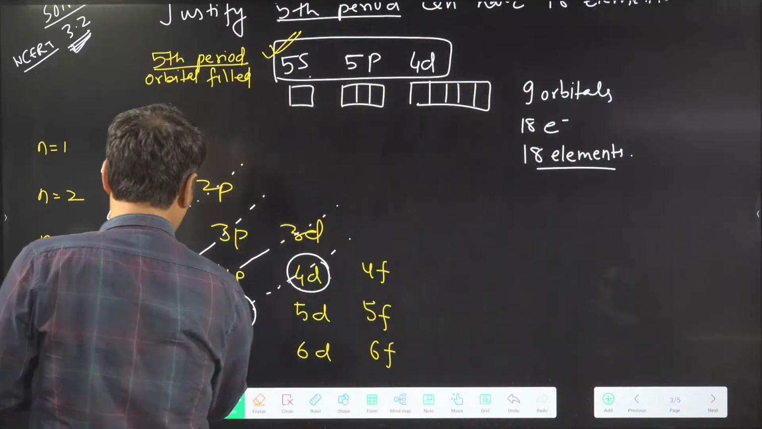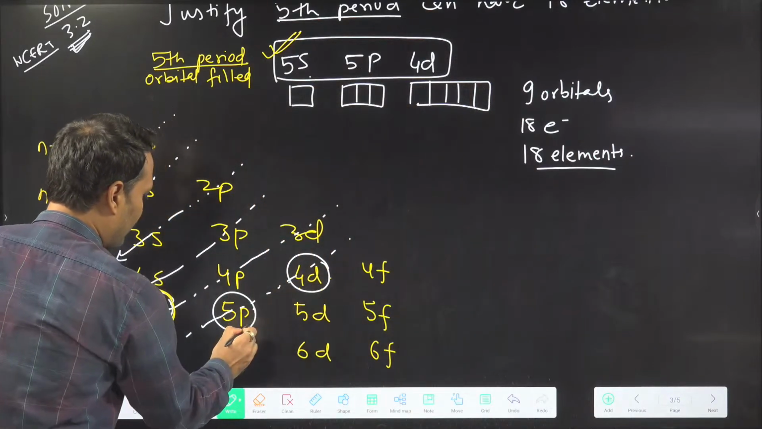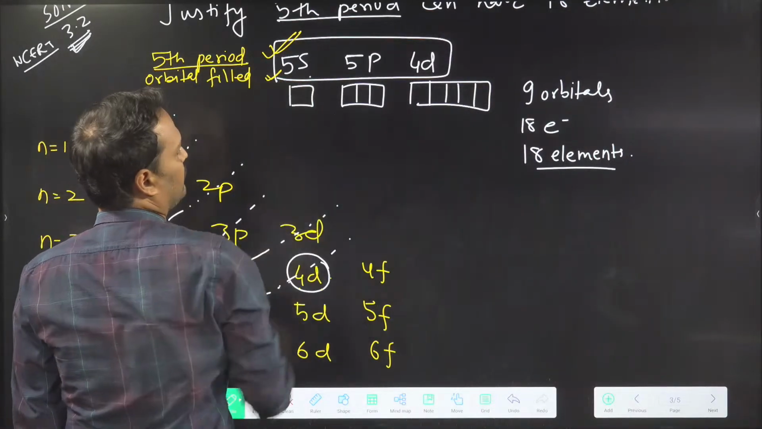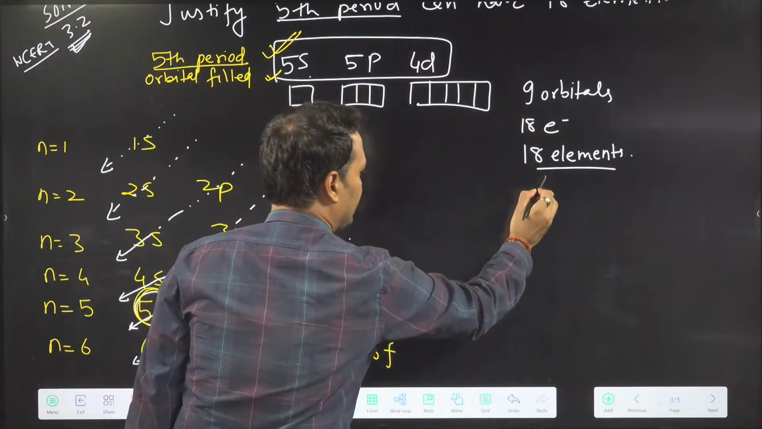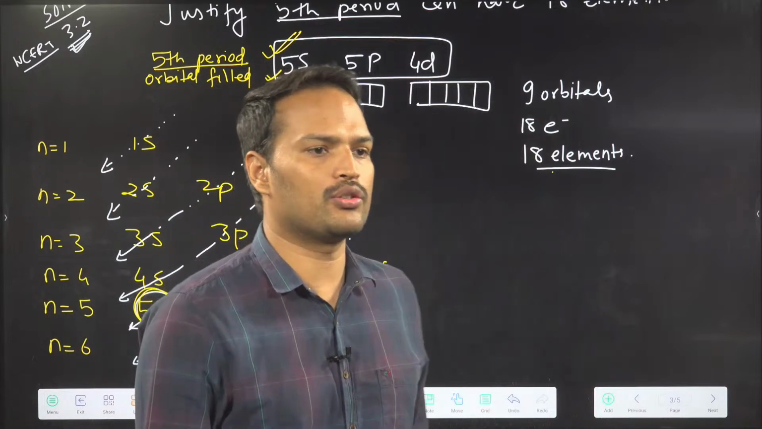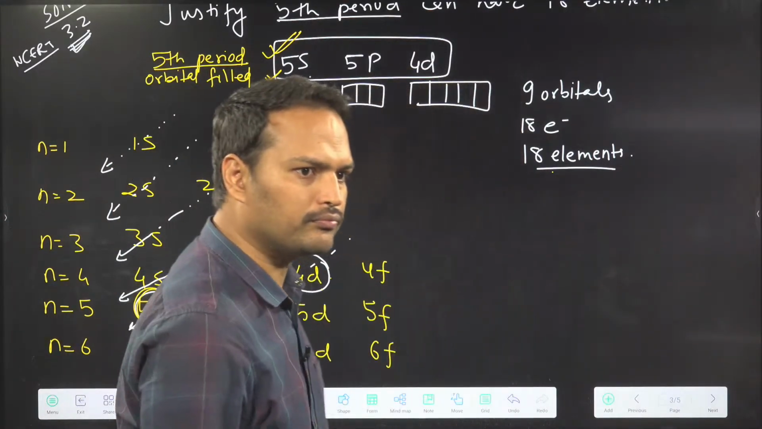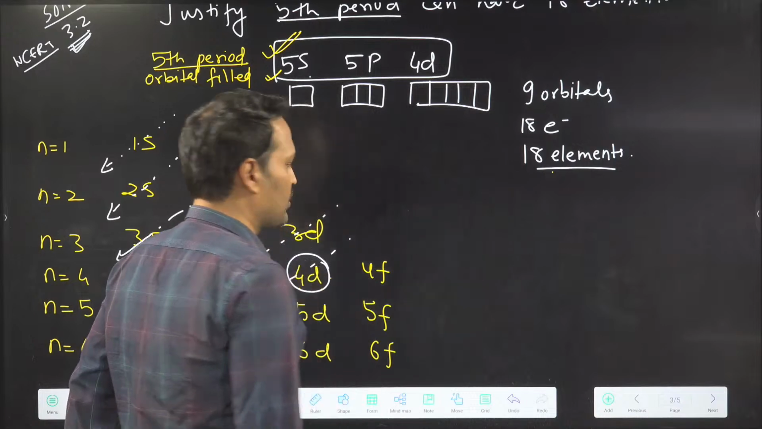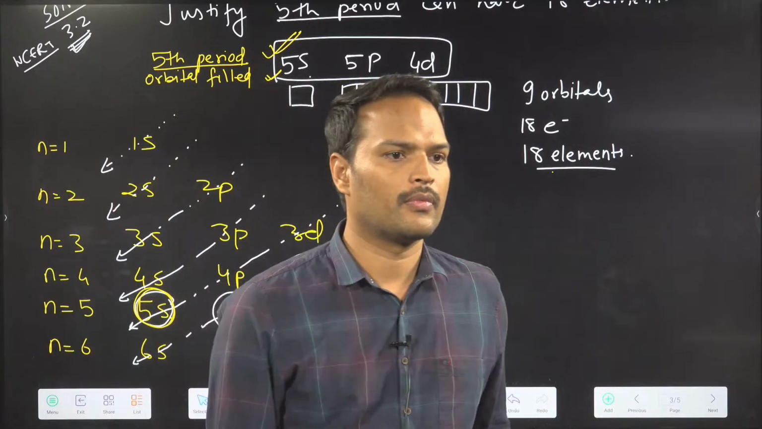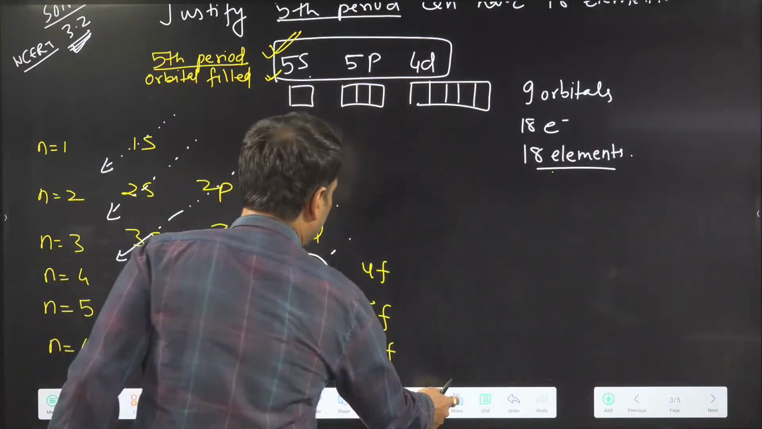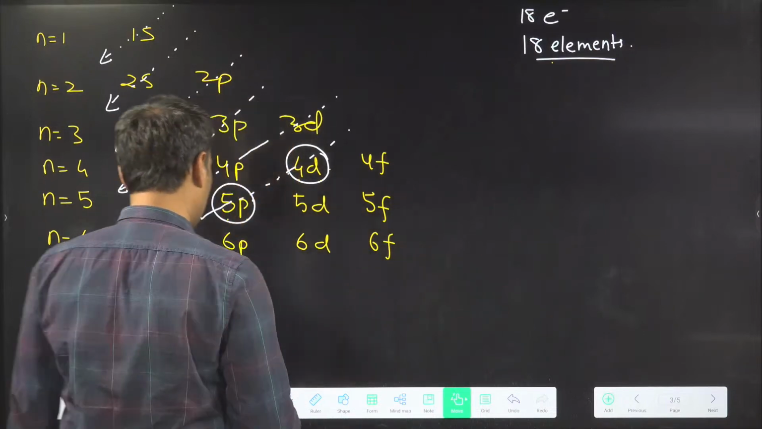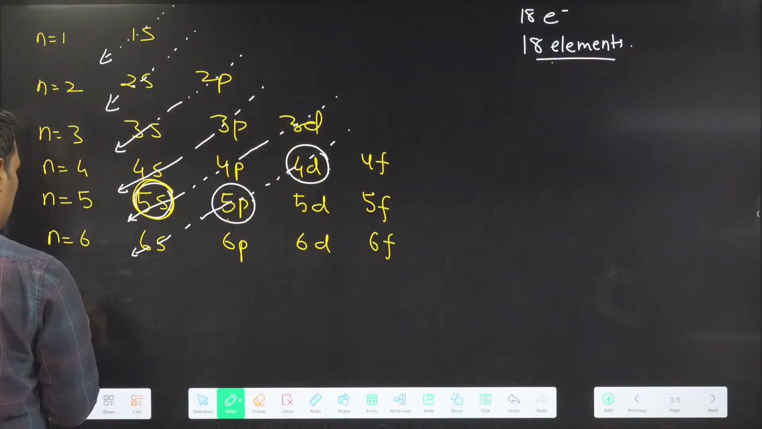I think I am correct. 5s, 4d, 5p. That's it. So these are the subshells filled. So 9 orbitals, 18 elements. This is the explanation. Have all of you understood this explanation? Yes or no? Clear? Now how will I know you have understood? If you answer one question, then I will know that you have understood.